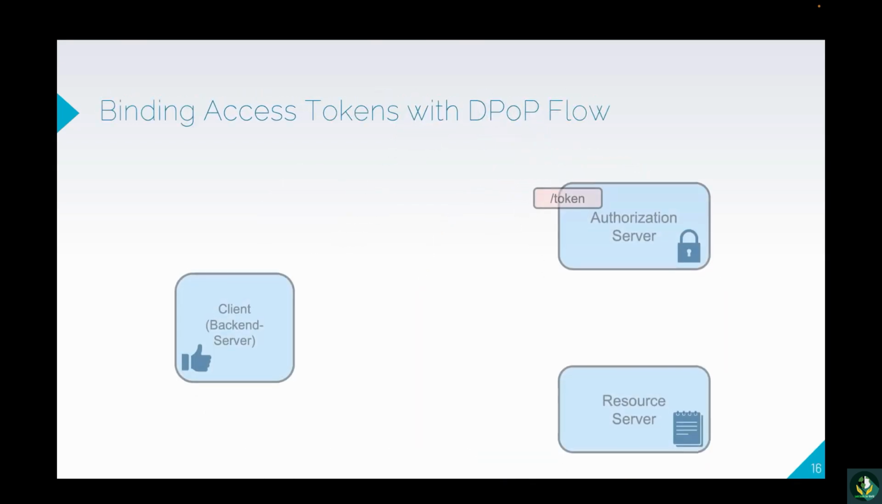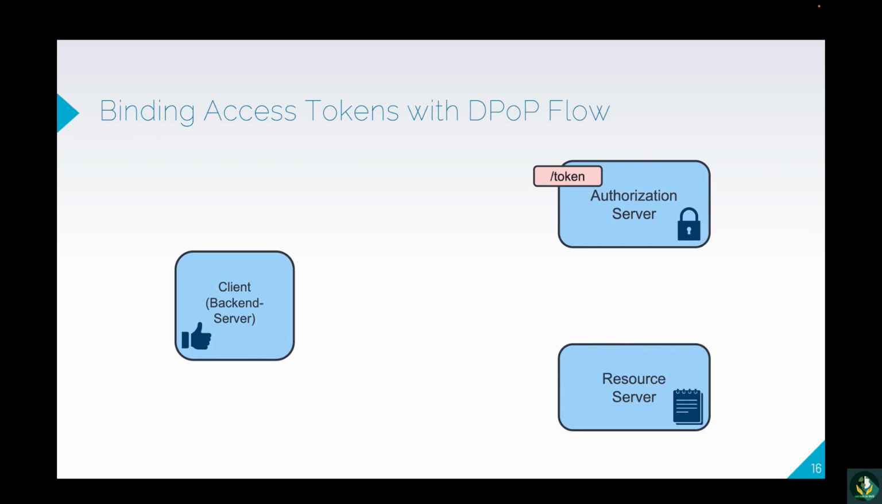As always, we start with the OAuth 2 roles in the client credentials flow. The OAuth 2 client, the authorization server, and the resource server. The client initiates the flow by generating a key pair, a public key and a private key. Using this key pair, the client then generates a DPoP proof. A DPoP proof is a JWT, so it contains three components: a header, a payload, and a signature.